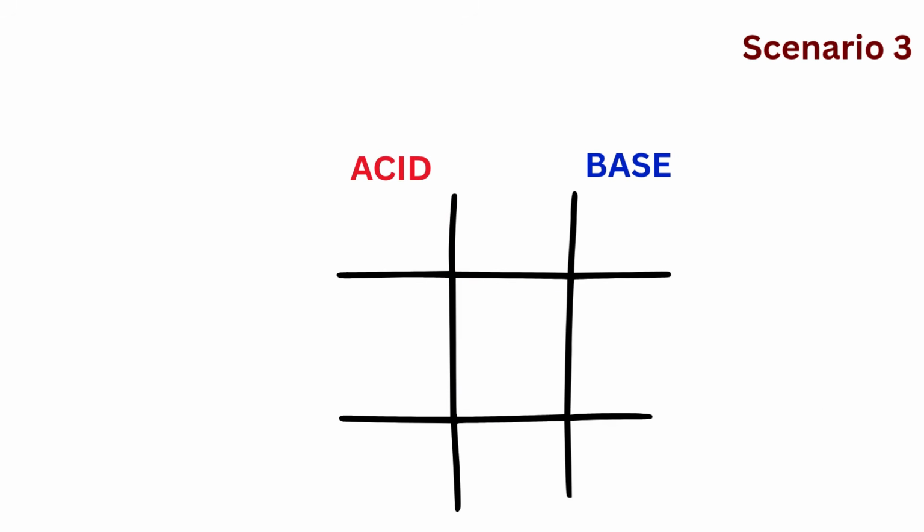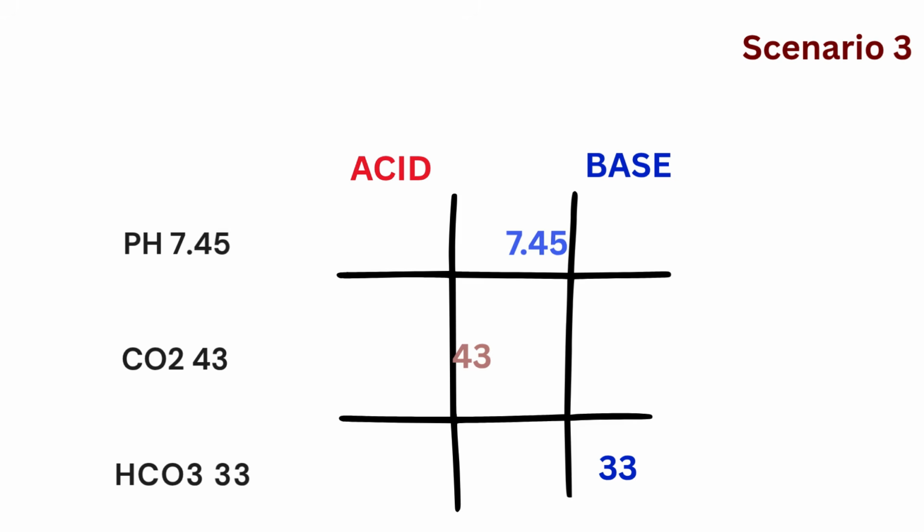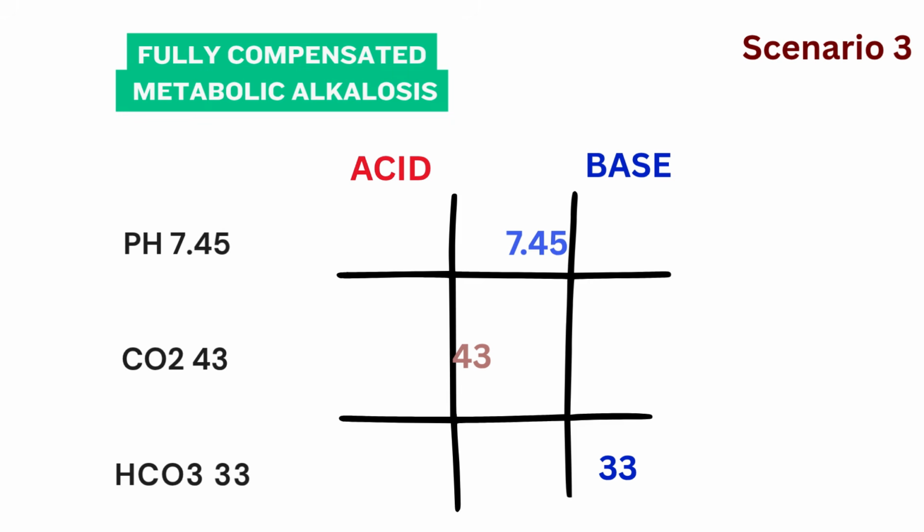Okay, here it is, the final, trickiest exam question. Your patient's pH is 7.45, CO2 is 43, HCO3 is 33. This is exactly where most students trip up. Just rely on your framework. What side is the pH leaning on? The answer is fully compensated metabolic alkalosis.